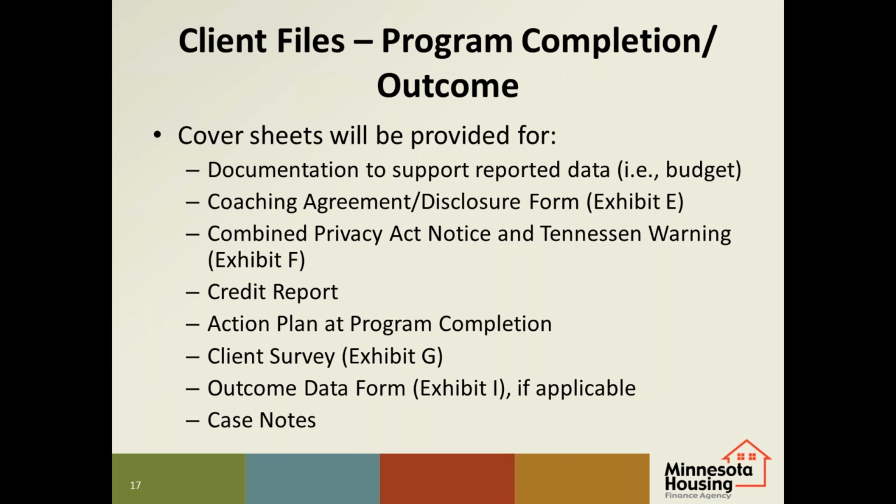Next up would be the program completion and outcomes. So again, the supporting documentation for items that were reported at program completion would be the same. You'd include the budget. Of course, we have the 2 required forms and the credit report. And then some additional documentation that you only would have in the file at program completion or outcome would be the action plan that you completed with that client at program completion, your client survey. Again, that would be something that the client would complete at program completion or after. And then the outcome data form if an outcome was reported, and then your case notes.